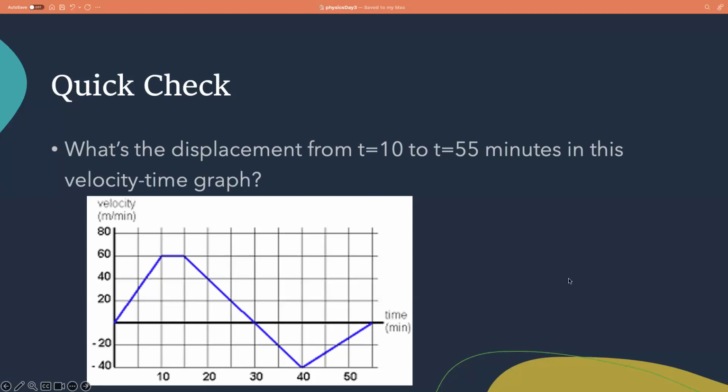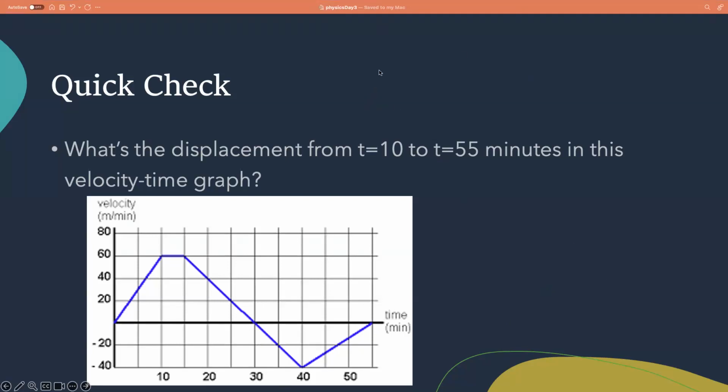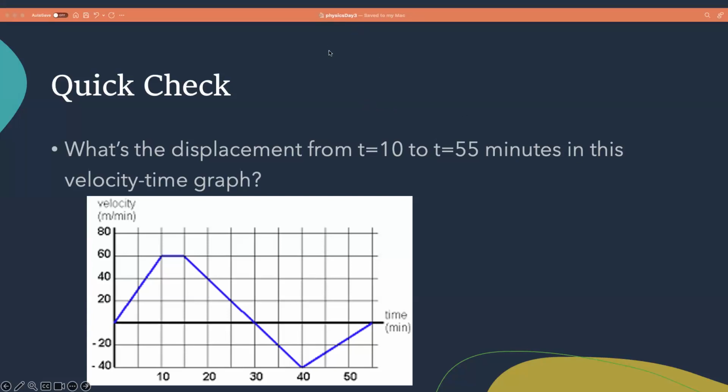1,250 is still too big. Remember, if the part of the graph is negative, that's going to mean that it's going to be subtracting from the total displacement since you're traveling backwards. Does anyone want more time? I think I should probably explain this one.